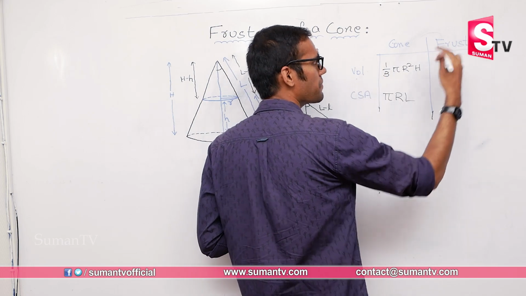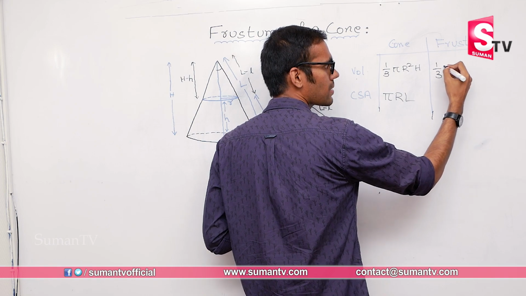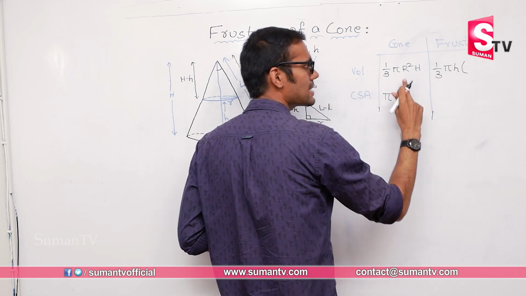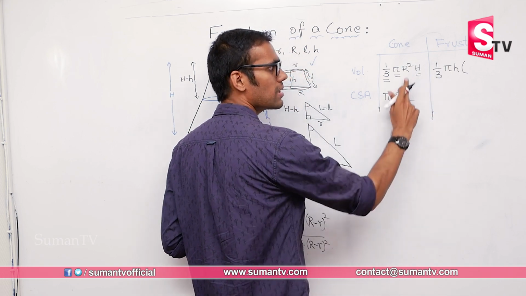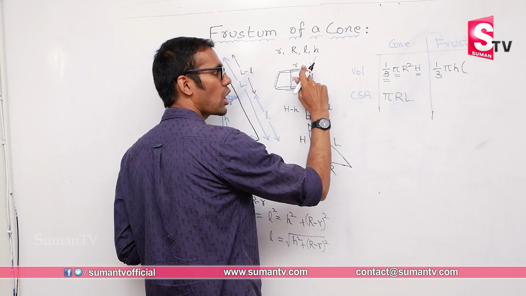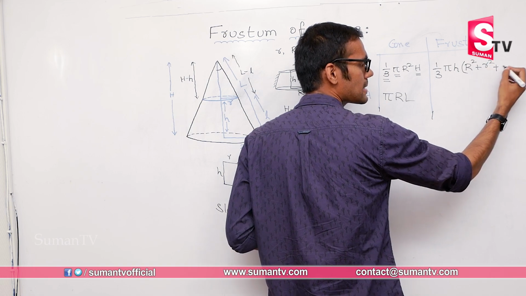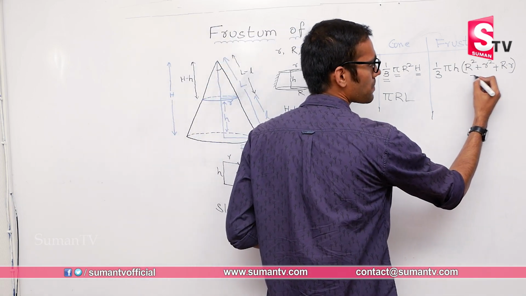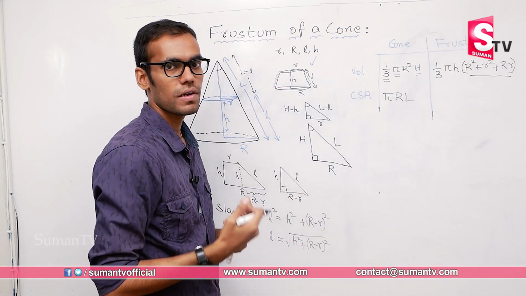Now if you remember these two formulae, you will be able to remember the volume and CSA of the frustum also. So volume of the frustum will be, always remember, 1 by 3 pi and small h. If I take 1 by 3 pi and h, what is left over? Capital R square. So in place of capital R square, we will be writing capital R square plus small r square plus capital R into small r. So this is what you need to remember. Only in place of capital R square, if you substitute this value, you will be getting the volume of frustum.